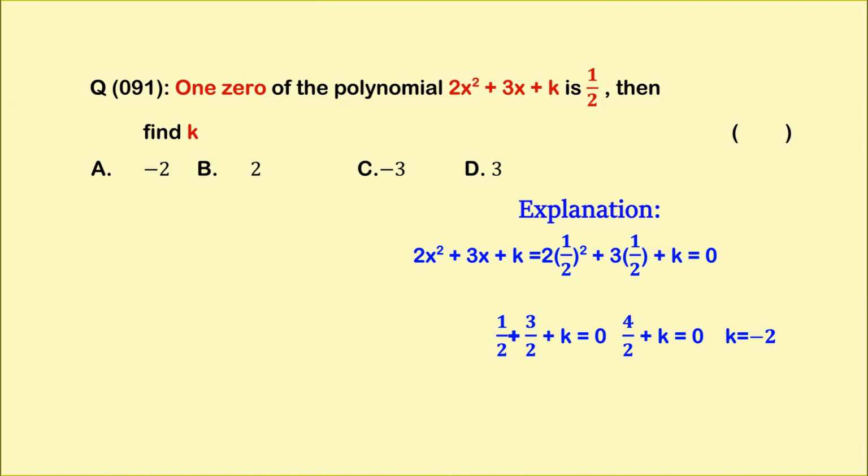So 1 by 2 plus 3 by 2 is nothing but 4 by 2. By dividing by 2 on both numerator and denominator, we will get 2. So 2 plus k is equal to 0. So k is equal to minus 2. So the right answer is A.